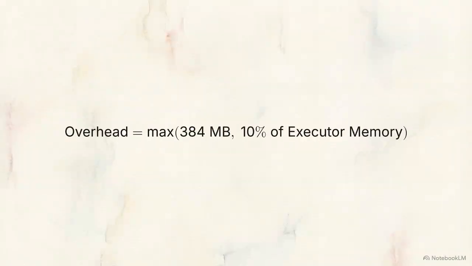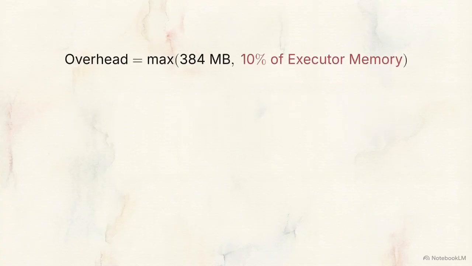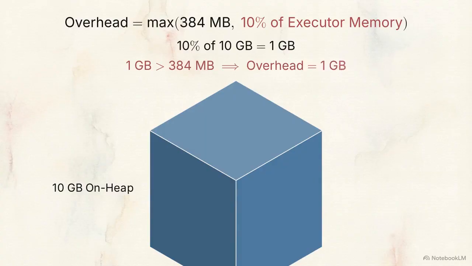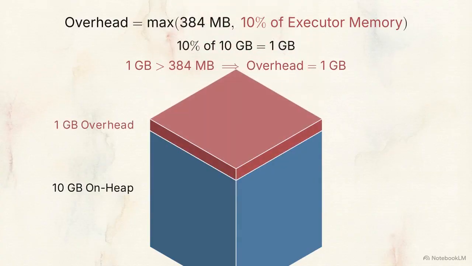Spark uses a strict formula for this overhead. It requests the maximum of either 384 megabytes or 10% of your configured executor memory. This 3D diagram shows the 10 gigabyte JVM allocation. 10% of 10 gigabytes is 1 gigabyte. A distinct 1 gigabyte block of overhead is therefore required. As a result, the total memory requested from the cluster manager is 11 gigabytes.